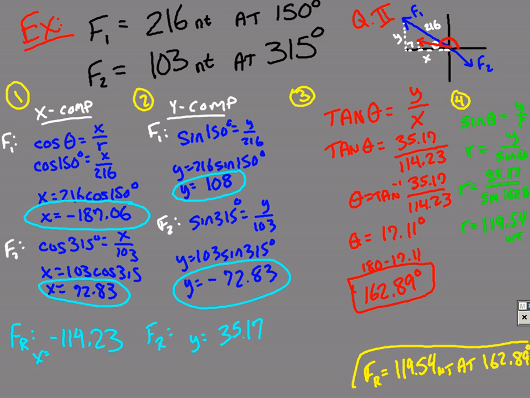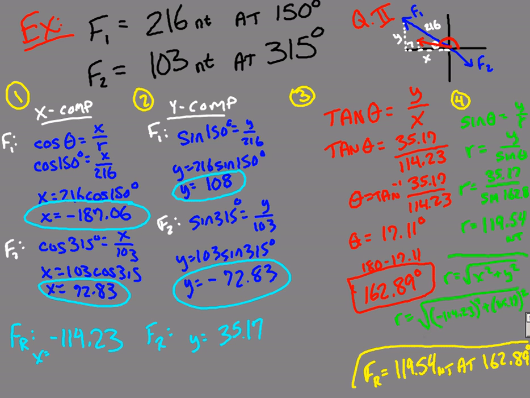Now, I said there are a couple ways you could do part 4. The other way to do part 4 is by doing the magnitude. And we did that by saying that r would equal the square root of x squared plus y squared. Kind of like the good old Pythagorean theorem. So I would do r is equal to the square root of, I'm going to take negative 114.23, square it, and add that to 35.17 squared. And I can go that way as well.